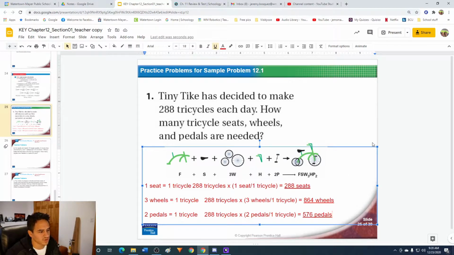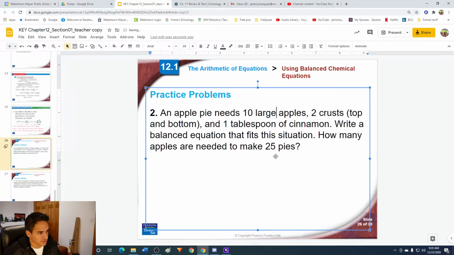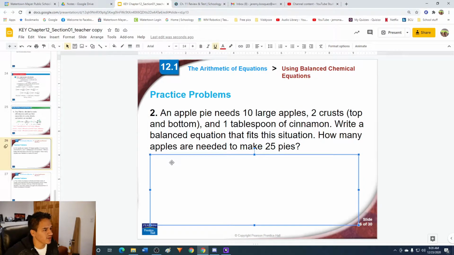They basically just want us to interpret the reaction in terms of different materials. Taking a look at number 2, it says an apple pie needs 10 large apples, 2 crusts, top and bottom, and 1 tablespoon of cinnamon. Write a balanced equation that fits this situation. How many apples are needed to make 25 pies?